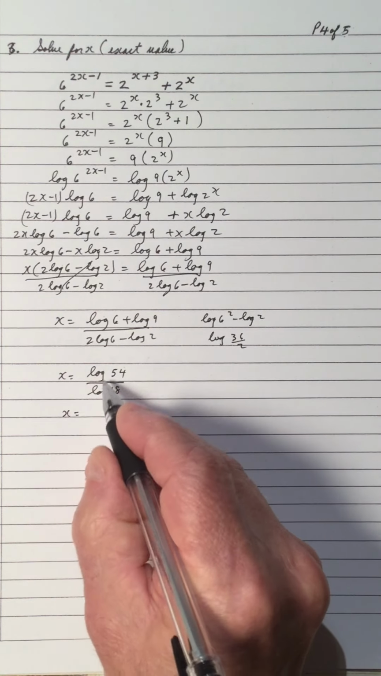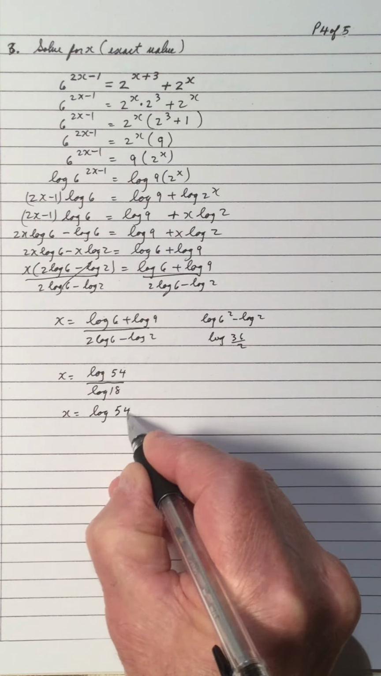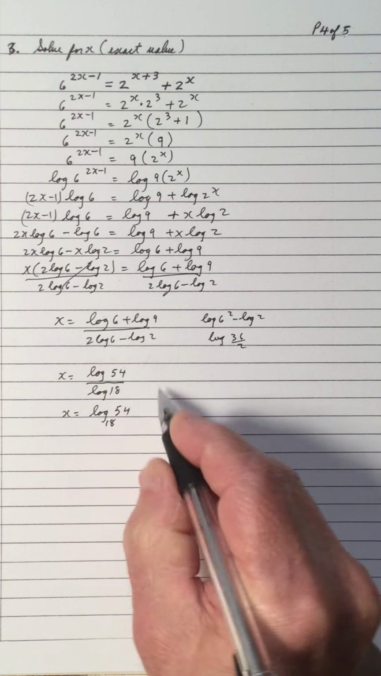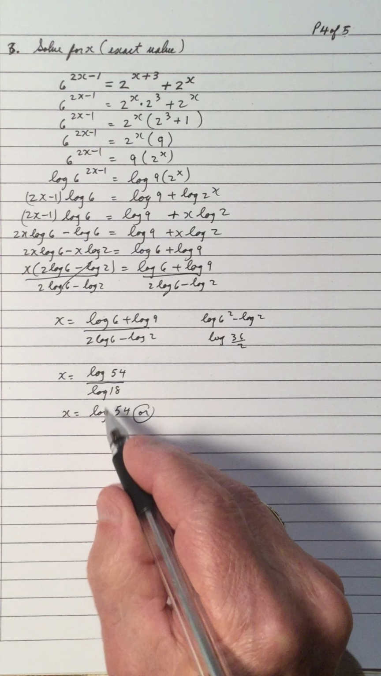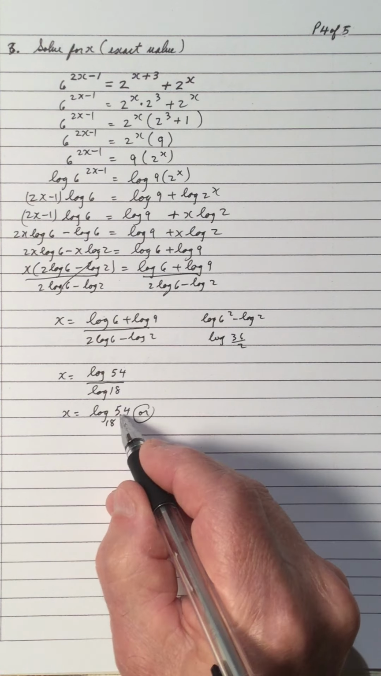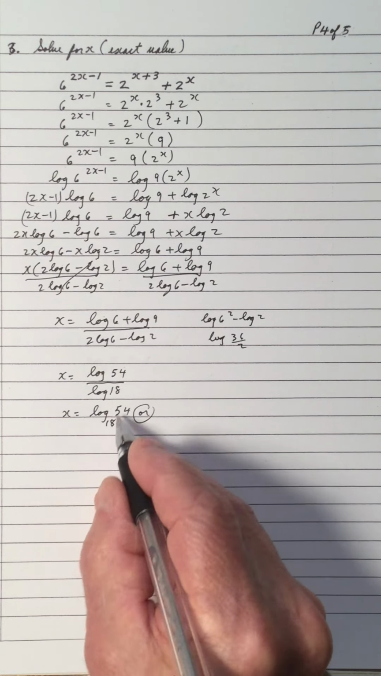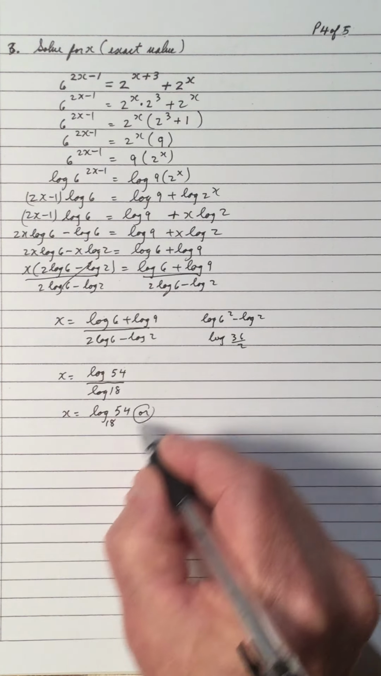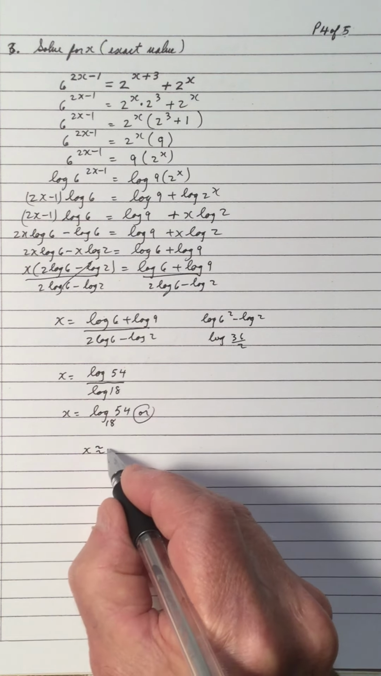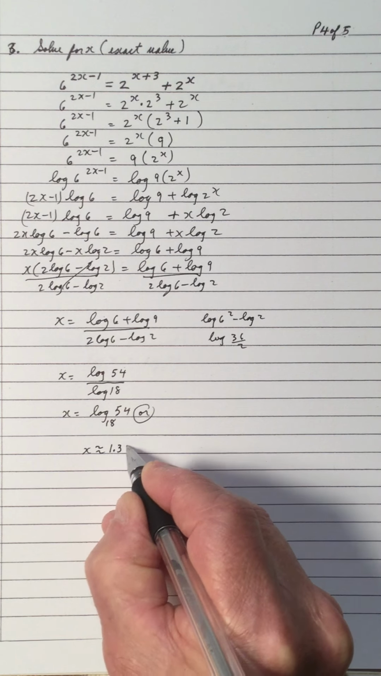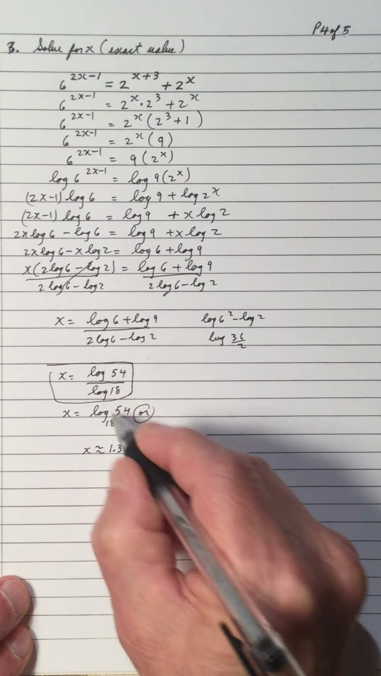So this answer could be the exact answer, or we can write it as the log of 54 base 18. Either one will do. We can have the log of 54 divided by the log of 18, or we can also call it the log of 54 when the base is 18. And if you take your calculator and divide this out, the log of 54 divided by the log of 18 is approximately 1.38. This is the exact answer.